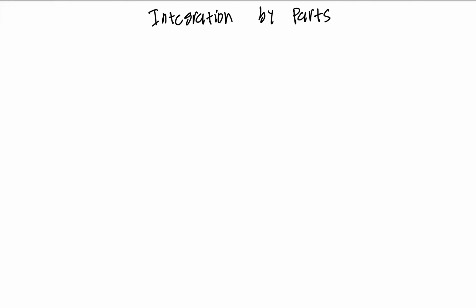Today, we're going to be going over integration by parts, which is usually a Calc 2 slash BC material. It's kind of hard for some people, so I'll be breaking it down today. So first off, we have to recognize what integration by parts is.